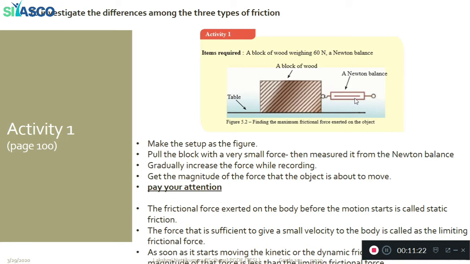So remember, that is the maximum force or the maximum friction that can be generated between the body and the surfaces. This is called the limiting frictional force. Remember, up to that point the object won't move. So it is the maximum friction, static friction also.